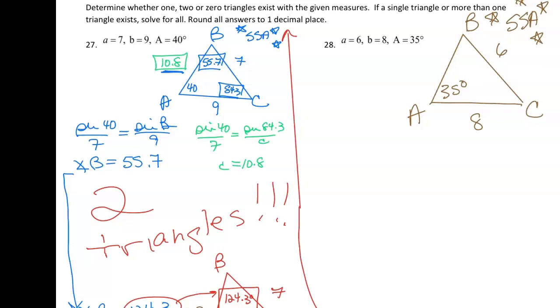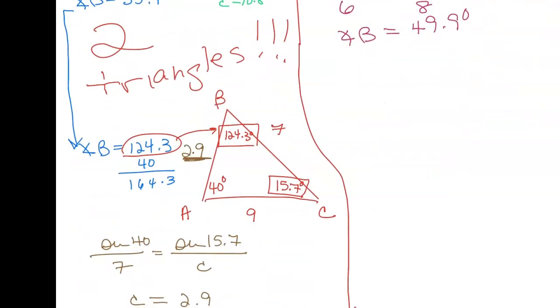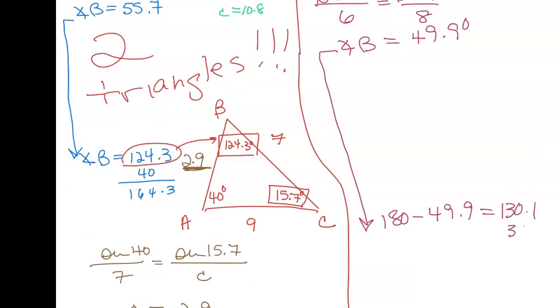Okay, first thing I'm going to do is find angle B. Sine of 35 over 6 equals sine of angle B over 8, and I am getting angle B equals 49.9 degrees. Now, question is, could angle B be something different? What is 180 minus 49.9? 180 minus 49.9 gives me 130.1. Can I use that angle given that I've already been given an angle of 35 degrees? And yes, I can, because look, it's still small enough to get a third angle. So I have a second triangle.